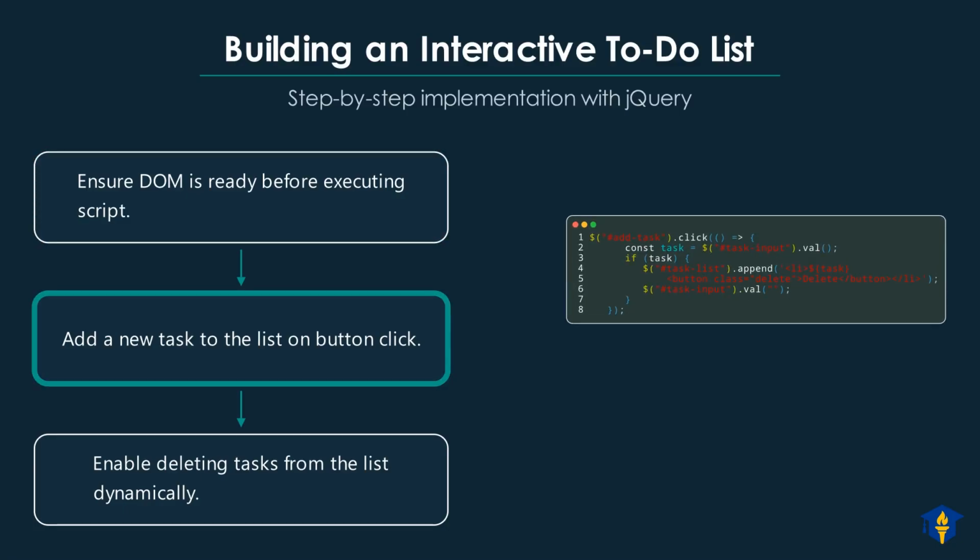Next, we will add a new task to our list whenever the Add Task button is clicked. This jQuery code handles the button click, retrieves input, and appends a new list item to the task list.